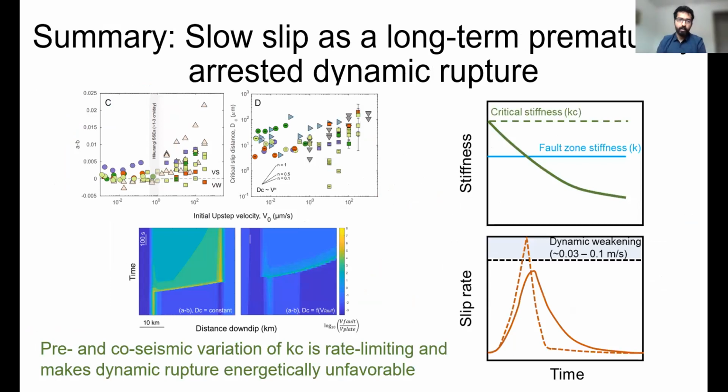And in the second part, I introduced slow slip events as a very long-term and prematurely arrested dynamic rupture, which frictionally, the velocity-dependent frictional properties, A minus B and D sub C, make it so that it is energetically unfavorable for a rupture to become dynamic in this framework. And so I'll stop here and take any questions. Thank you so much.